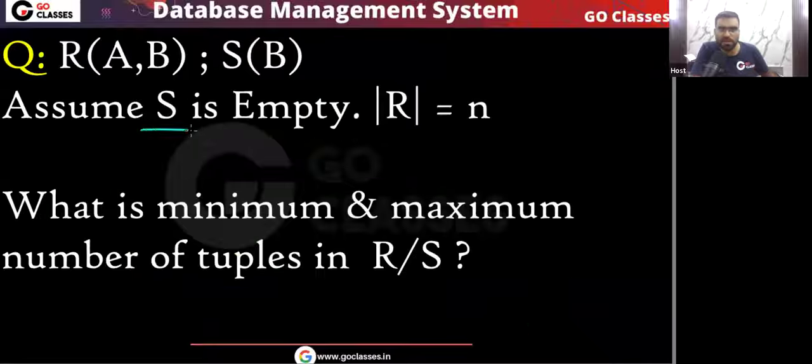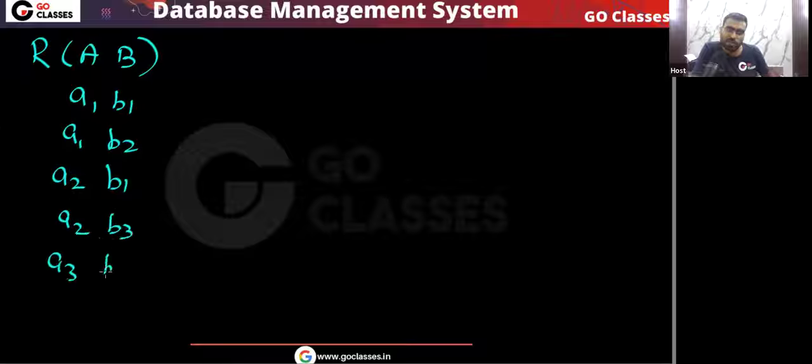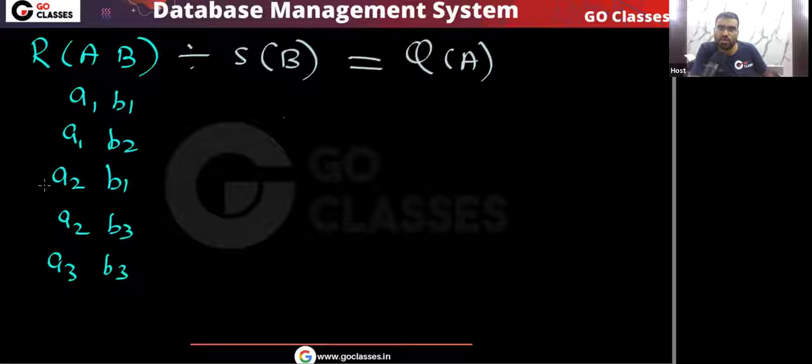Very simple. Now you tell me, if S is empty, then what will happen? Let's assume R(A, B). Here A1 is pairing with B1, A1 pairing with B2. Let's assume A2 pairing with B1, A2 pairing with B3, and A3 pairing with B3. So let's assume this is the table. Now divided by S, but S(B) is empty. The answer will be Q(A), but this is an empty table.